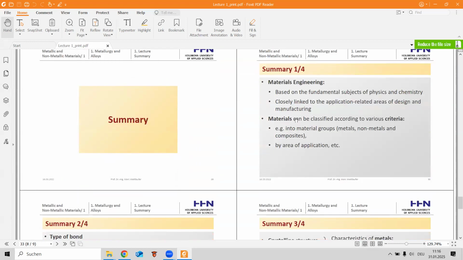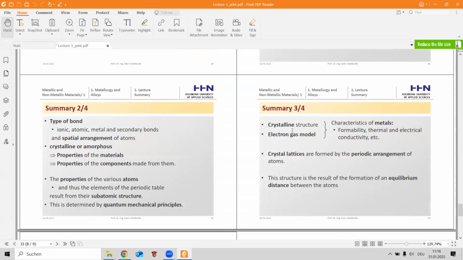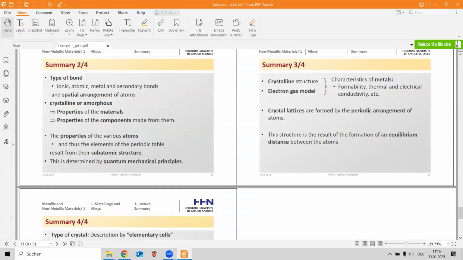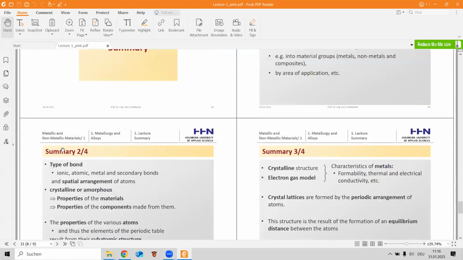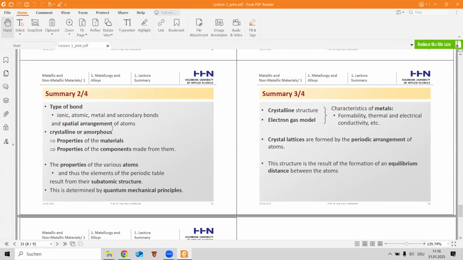Here we have some notation. For the most important types of bonds, we have ionic, atomic, metallic, and secondary bonds, so van der Waals and hydrogen, and the special arrangement of atoms. There are crystalline and amorphous structures which influence the properties of materials and components made of them.